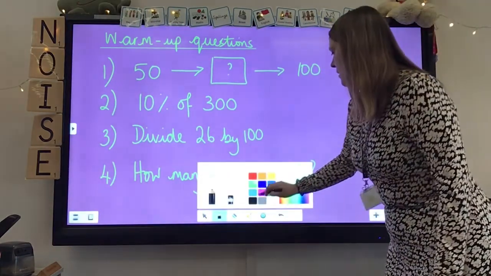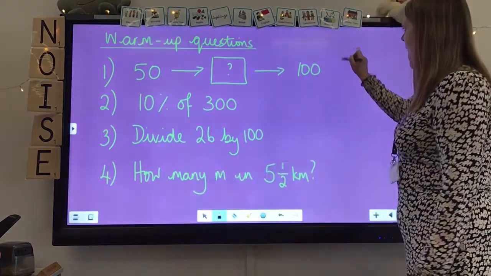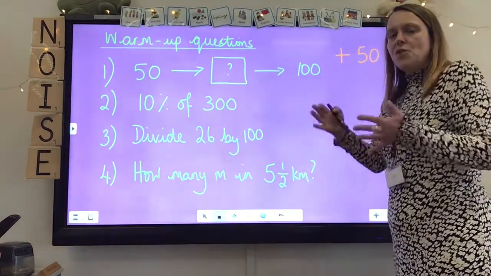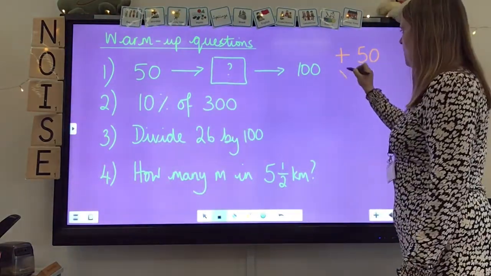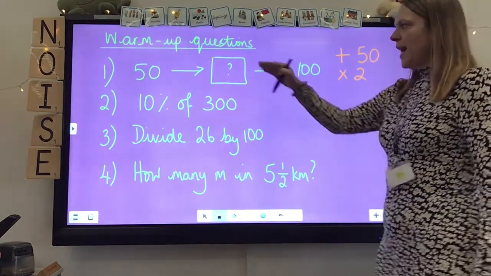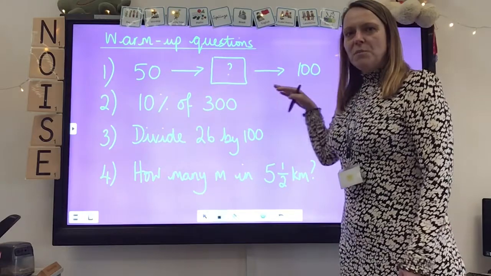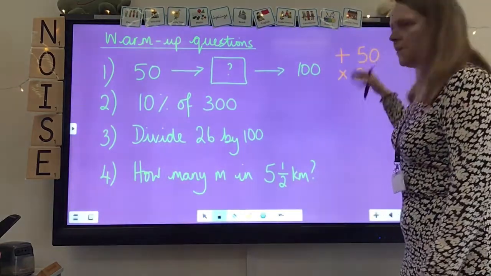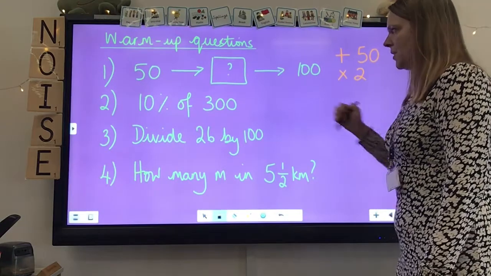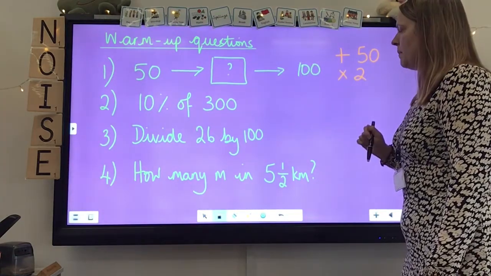Let's change colour so it stands out a bit. So we might have added 50. What else might we have done? Is 50 plus 50, that's 2 lots of 50, isn't it? So we might have also timesed it by 2. If we had other numbers that went into our function machine, we'd be able to work out whether it was plus 50 or times 2 that was the rule. But on this occasion, we don't know just from looking at one equation.